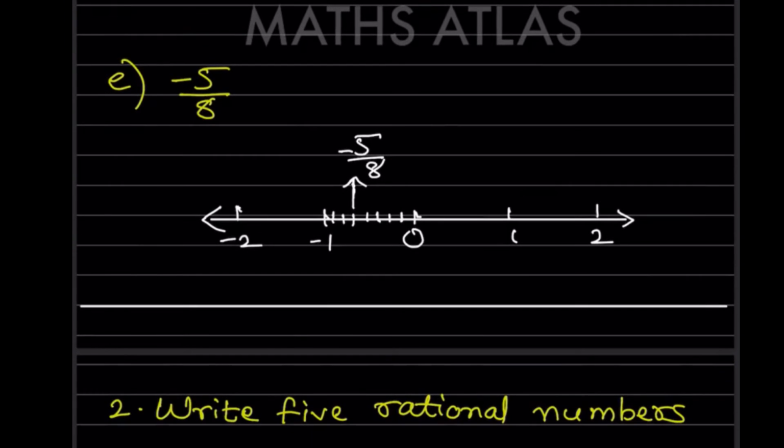Now again here, this is minus 5 by 8, which is greater than minus 1, so we have to see from 0 to minus 1. We have to divide it into 8 parts: 1, 2, 3, 4, 5, 6, 7 and 8. From this, we are going to go from this side. Minus 5, so we are going to go for the fifth one: 1, 2, 3, 4 and 5. So this is going to be minus 5 by 8.